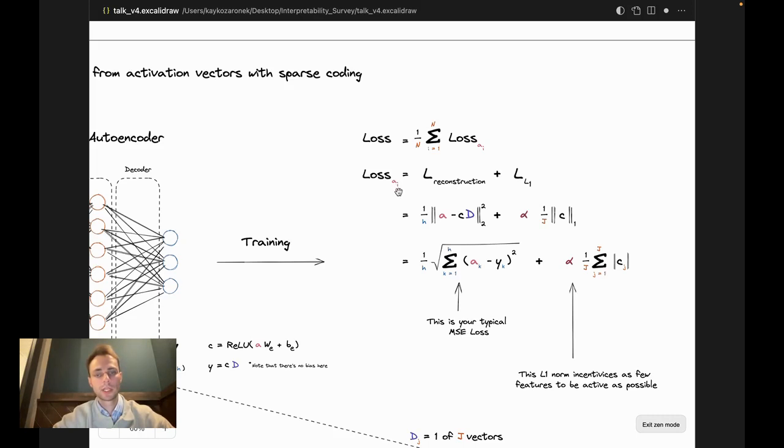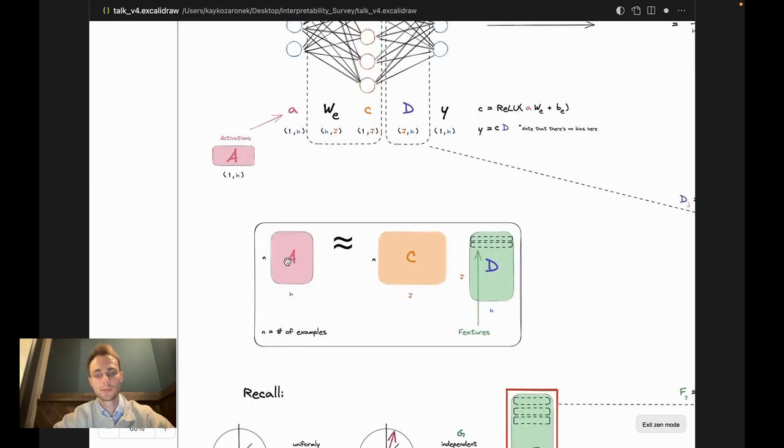The loss of a given activation will be a reconstruction loss plus an L1 loss. The reconstruction loss is a simple mean squared error loss that you can find here. And the L1 loss attempts to incentivize sparsity by making the absolute value of our coefficients small. Again, the main goal here, if we contrast this to the previous case, is to reconstruct the activation vectors, which is done with the coefficients matrix and the dictionary, in which we can find our features.